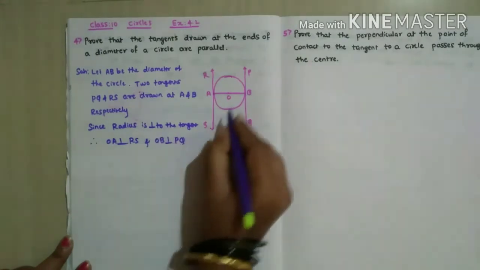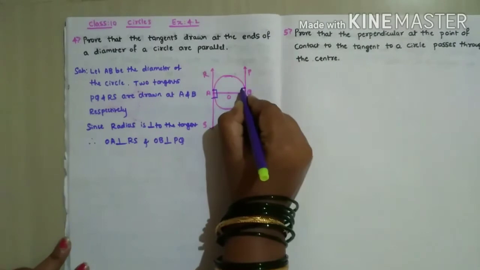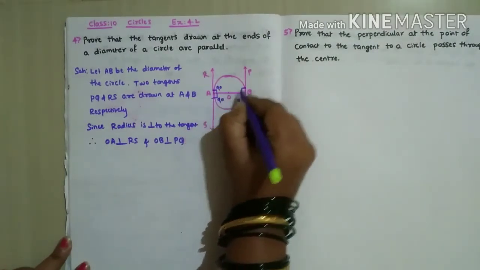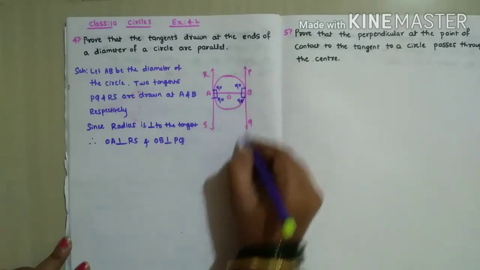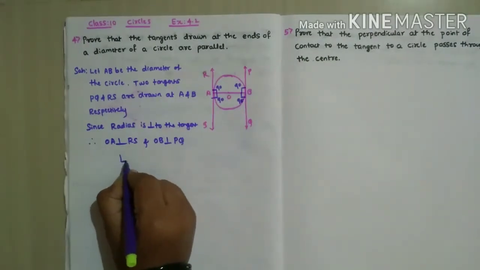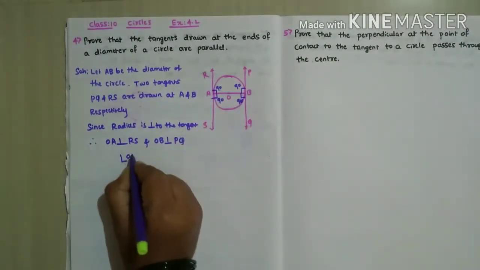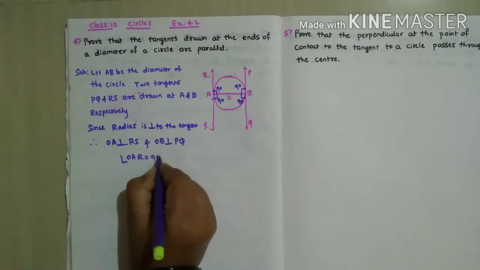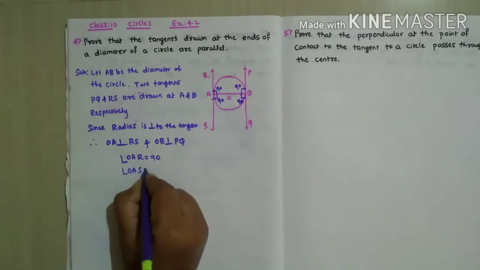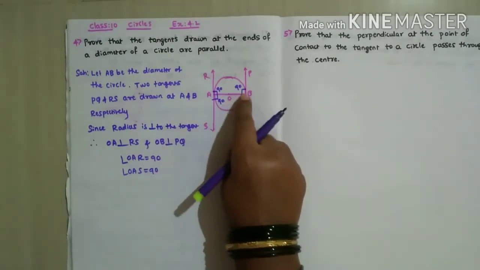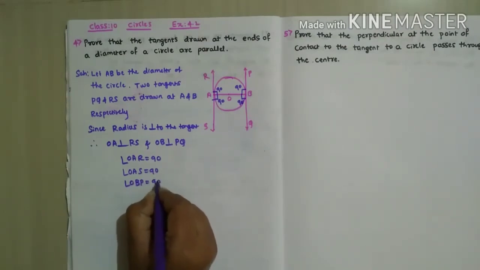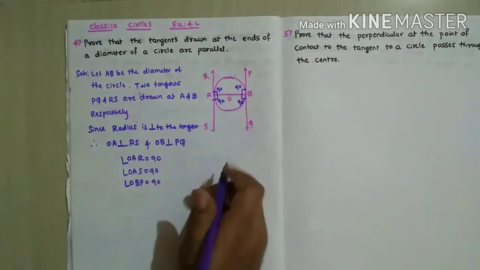Now here perpendicular means it is 90 degrees. Here it is 90 degrees, here also it is 90 degrees: 90, 90, 90, 90 degrees. Then I can write all these angles are equal to 90 degrees. Just I will write that angle OAR is equal to 90 degrees, OAS is equal to 90 degrees, OBP is equal to 90 degrees, and OBQ is also equal to 90 degrees.